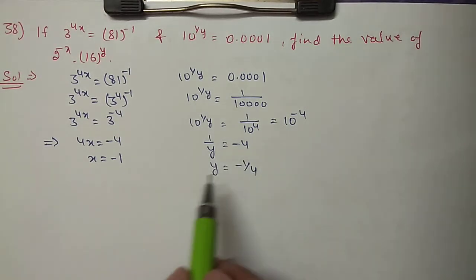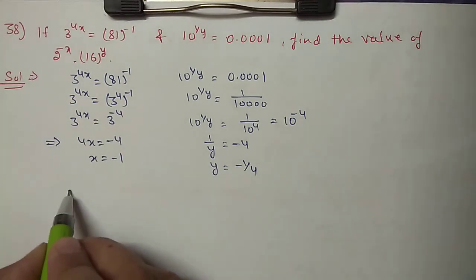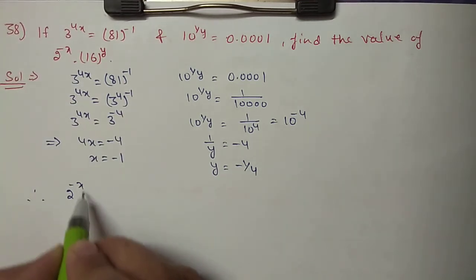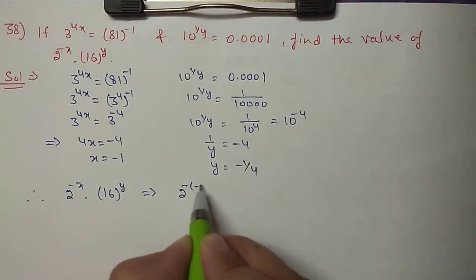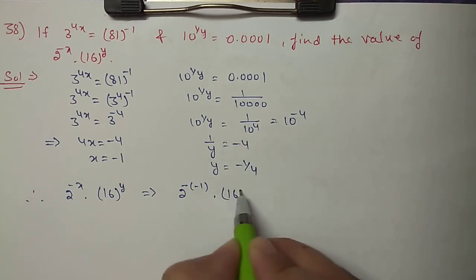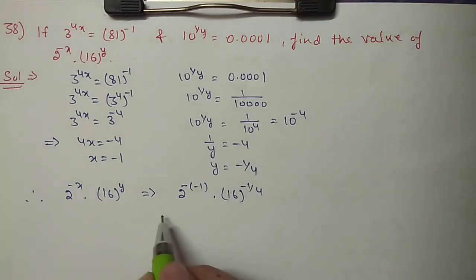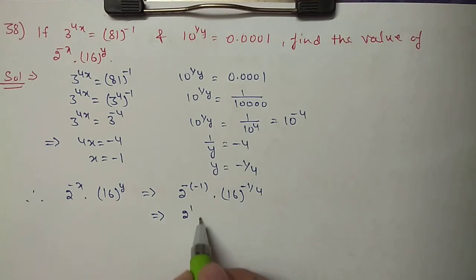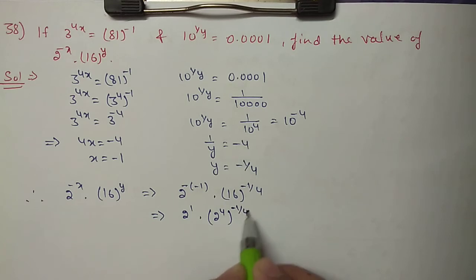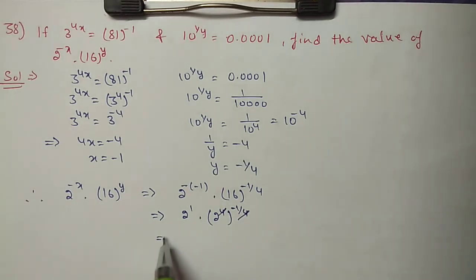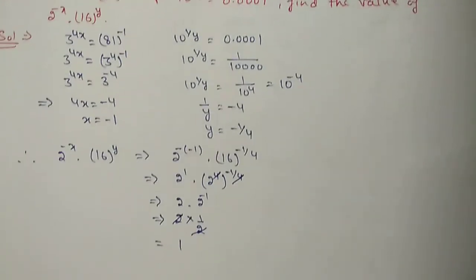After getting the x and y values, you can substitute here. We have to find out 2 to the power minus x, 16 to the power y, meaning 2 to the power minus 1, 16 to the power minus 1 by 4. It will become 2 to the power 1. 16 we can write as 2 to the power 4 whole to the power 1 by 4. 4 and 4 we can cancel. 2 into 2 to the power minus 1, or 2 into 1 by 2, it will cancel out. The answer will be 1.